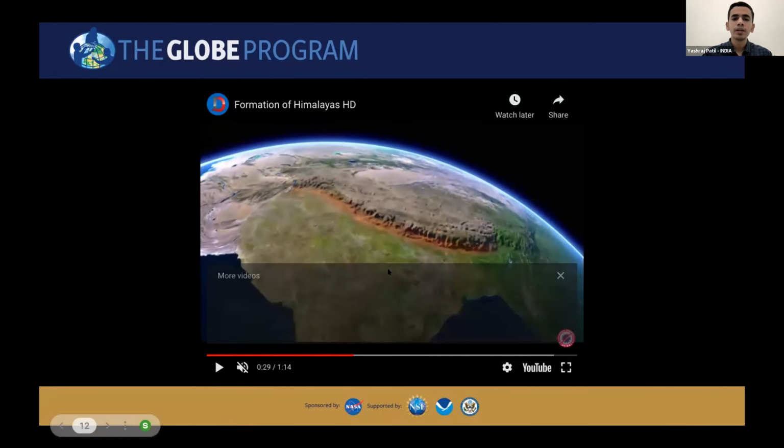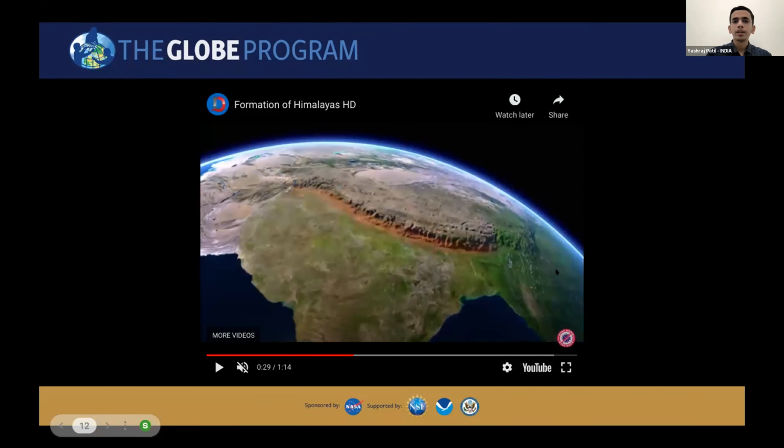So that seabed literally got uplifted due to the high pressure of the collision, and the Tethys Ocean totally disappeared. What we see now as the remains of the Tethys Ocean is the Arabian Sea, the Bay of Bengal, and the Indian Ocean in the southern part. So this is how the formation of the Himalaya took place.